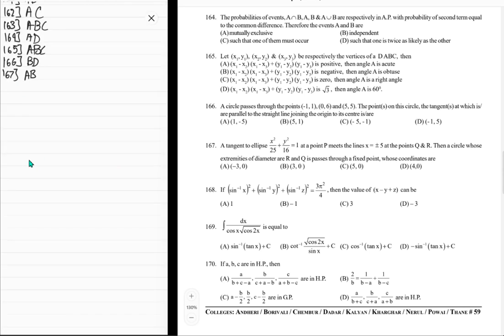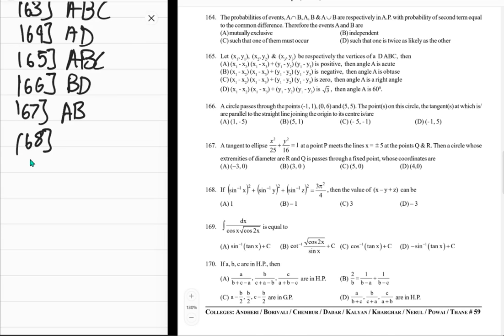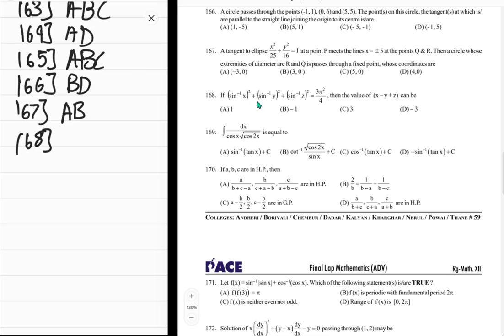Next, 168. If sin inverse x squared plus sin inverse y squared plus sin inverse z squared equal to 3 pi squared upon 4. Oh yeah, okay, it's that kind of question. So sin inverse x goes from -pi by 2 to pi by 2, right? So sin inverse x squared goes from 0 to pi squared upon 4. So all of these are pi squared upon 4, only then can the sum be 3 pi squared upon 4, because if something is bigger than that, then someone has to be smaller. Sorry, if something is smaller, then someone has to be bigger, which is impossible. So yeah, that's it. All are pi squared upon 4, that just means x has to be plus minus 1, y has to be plus minus 1, z has to be plus minus 1.